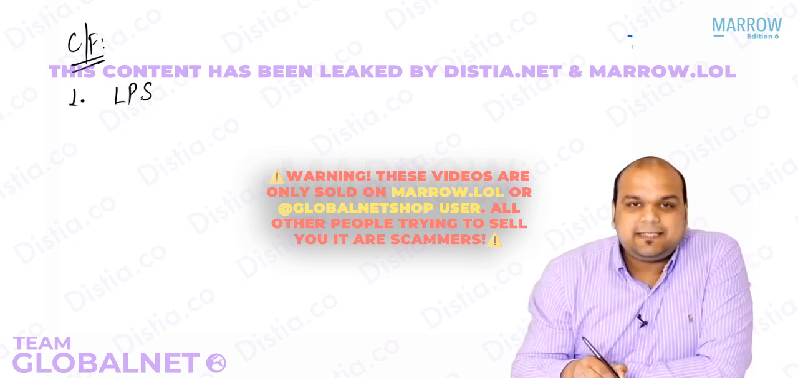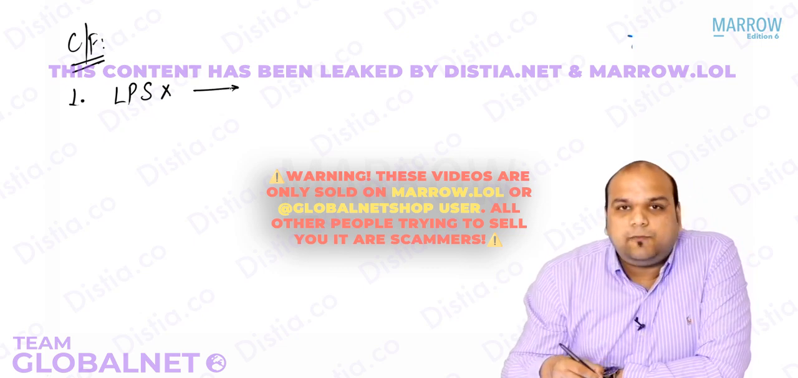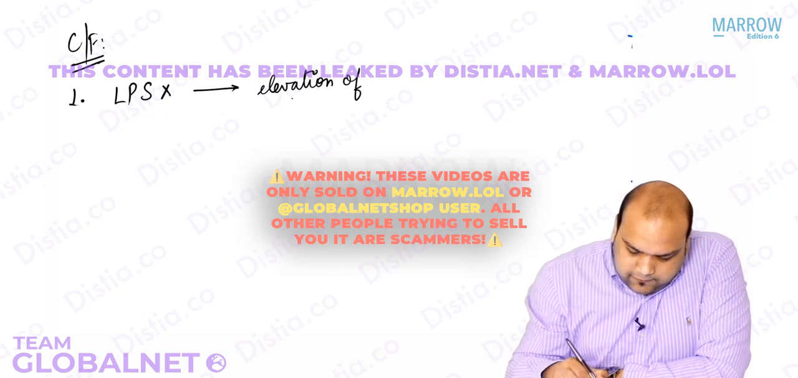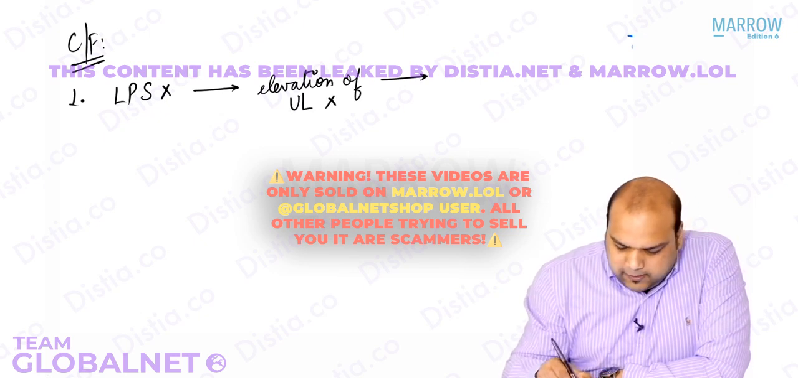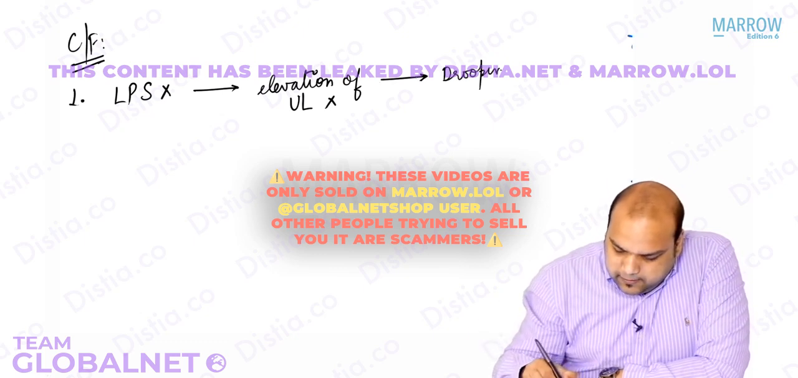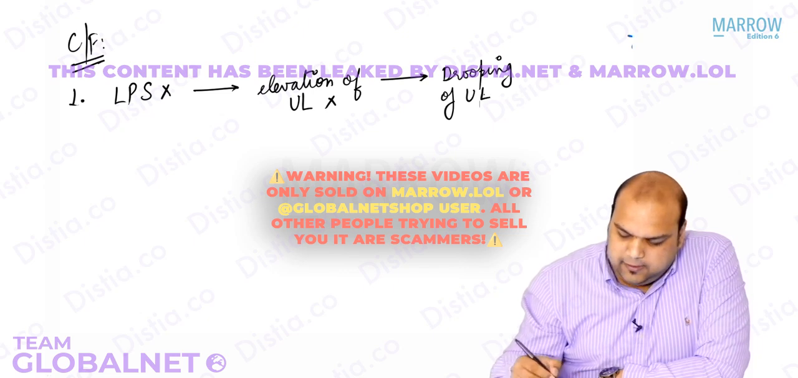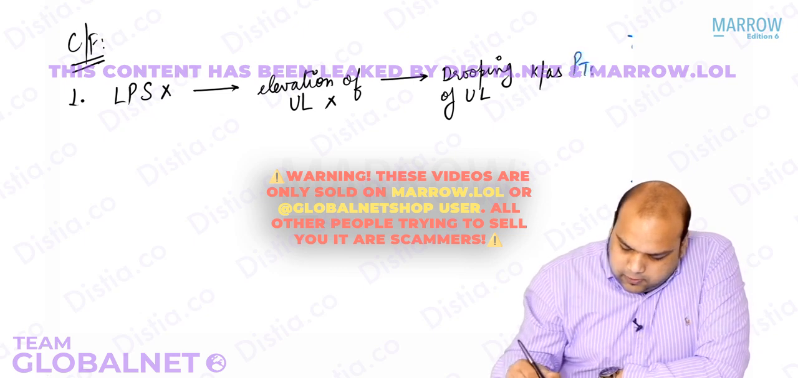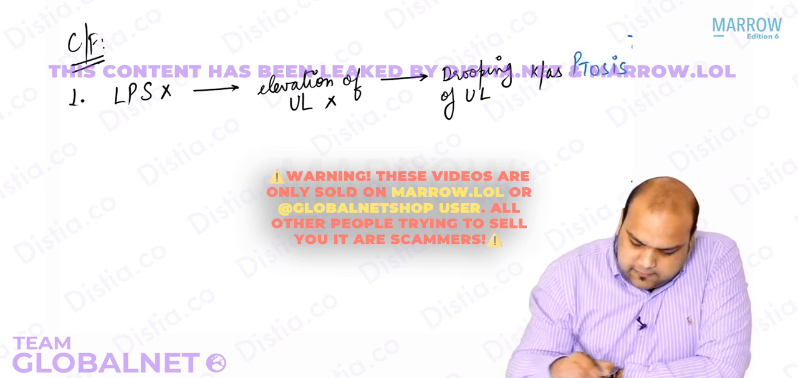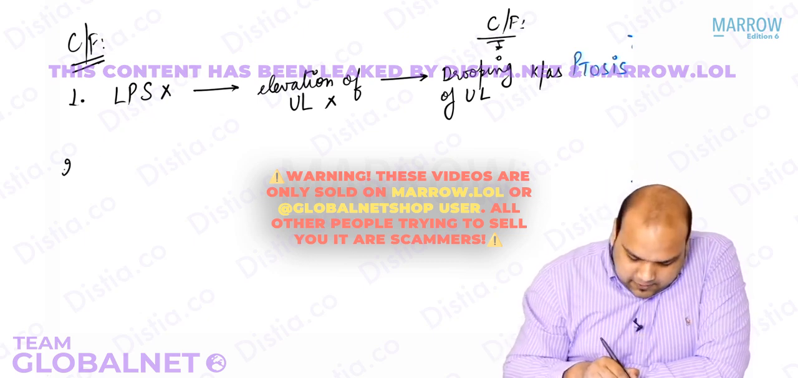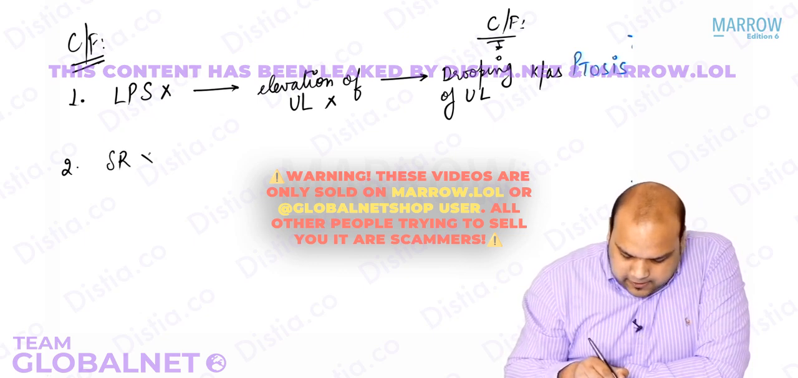First of all, the muscle paralyzed is LPS. What was the action of LPS, everybody? The action of LPS was elevation of upper lid, which will not be able to occur. Instead, what will occur, everybody? Drooping of upper lid, and drooping of upper lid is known as, all of us know, ptosis. So the clinical feature becomes what, everybody? Ptosis. Okay, simple.